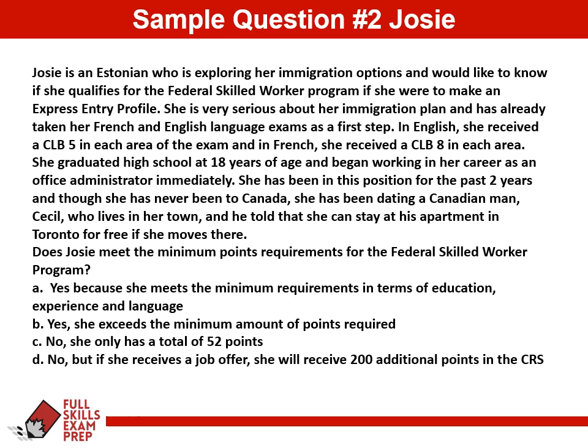In English, she received a CLB 5 in each area of the exam. And in French, she received a CLB 8 in each area. She graduated high school at 18 years of age and began working in her career as an office administrator immediately. She has been in this position for the past 2 years, and though she has never been to Canada, she has been dating a Canadian man, Cecil, who lives in her town, and he told her that she can stay at his apartment in Toronto for free if she moves there.